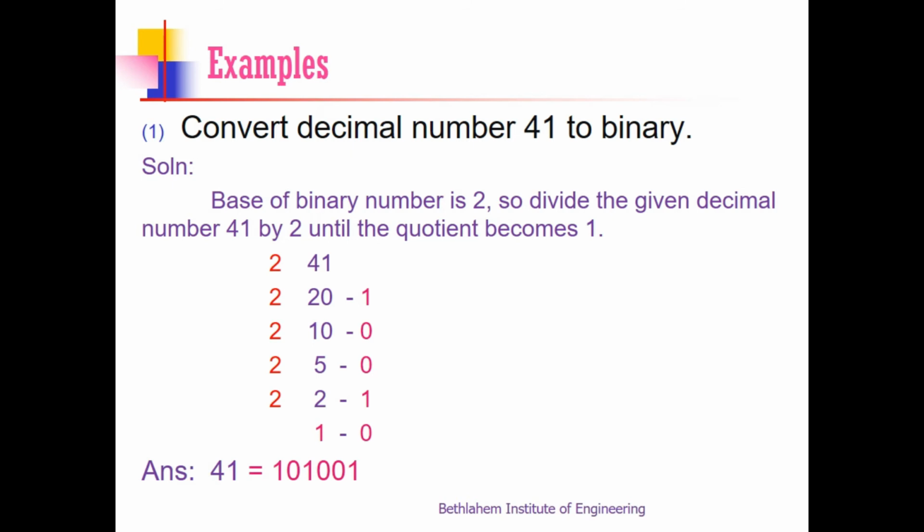So this is the way to convert a decimal number to binary. The same procedure we have to follow for converting any decimal number to another number system also. Only the divisor varies. We will look at the next example.